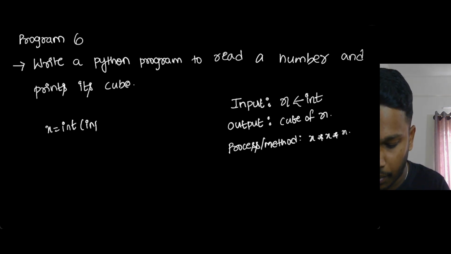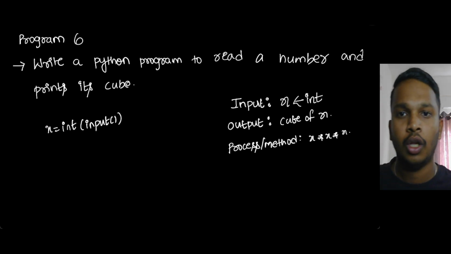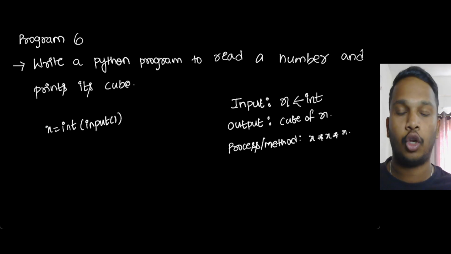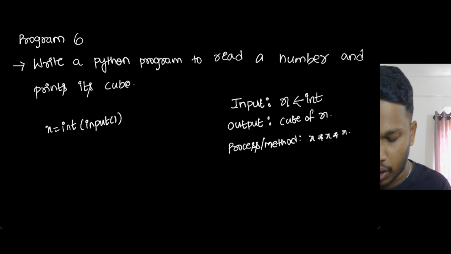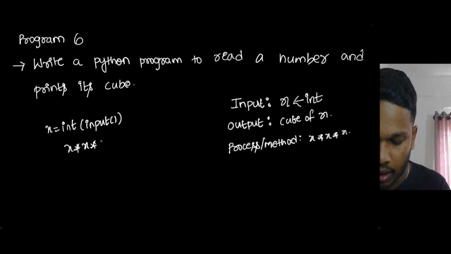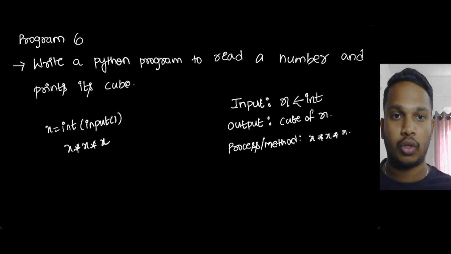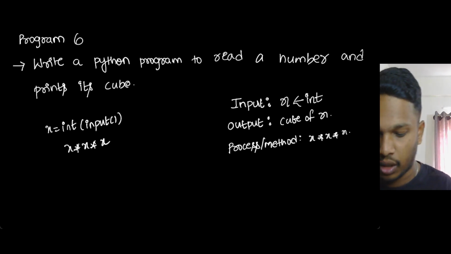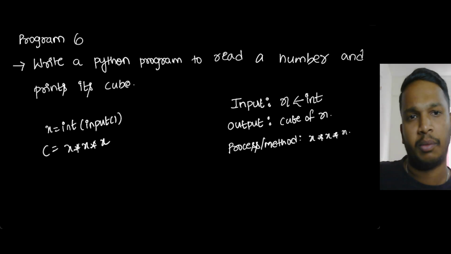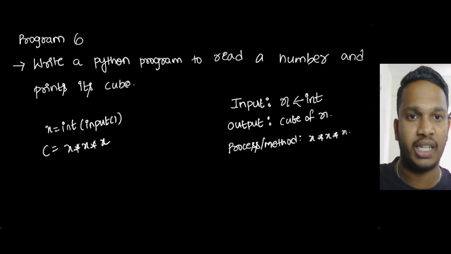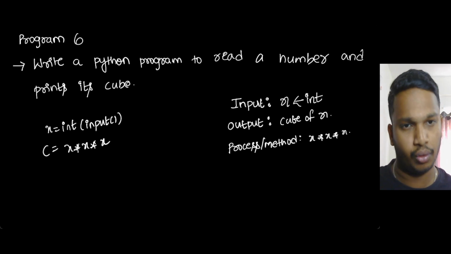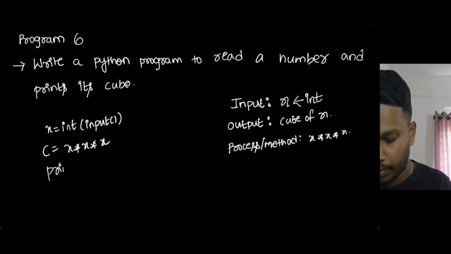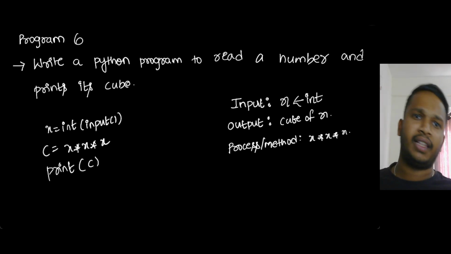So basically, we are taking an input. Next, we need to process it. What should we process? We should find the cube of it. Cube means x star x star x. Okay, I found the cube. Next, what should I do? I should store this, so I'm storing it in C. You can use whatever variable you want, for example, result. Next, I should print C.